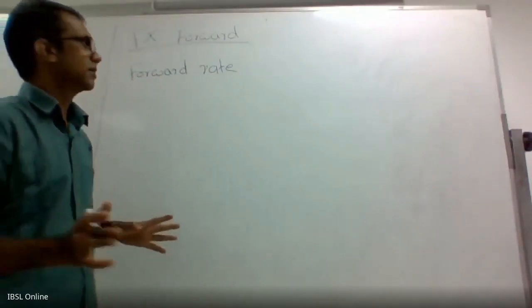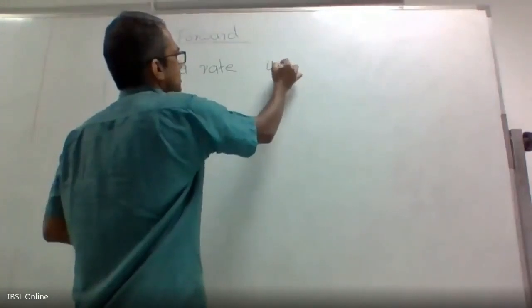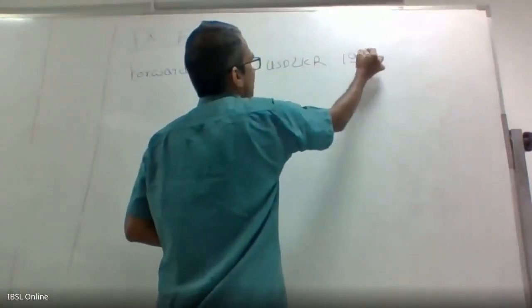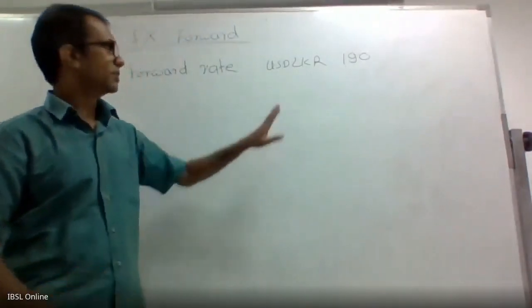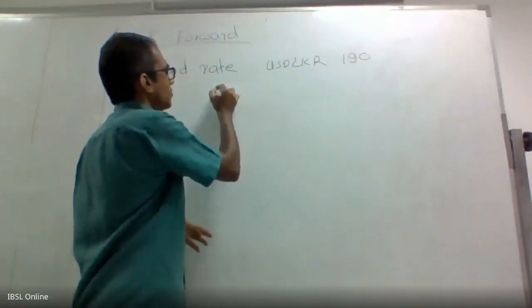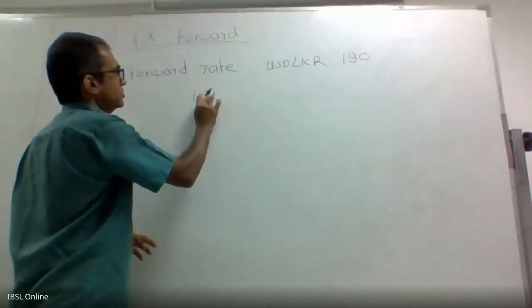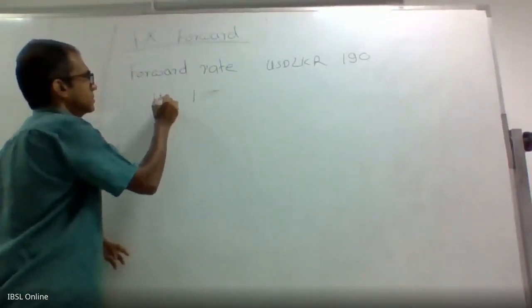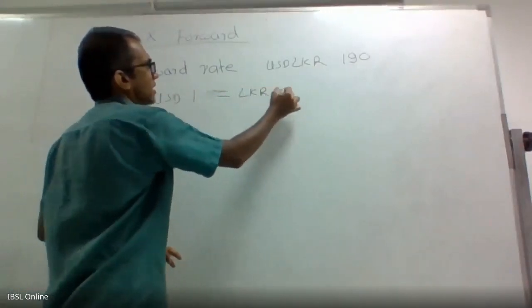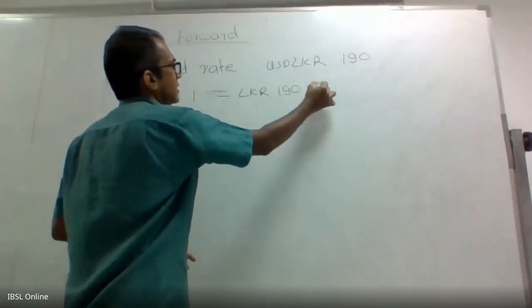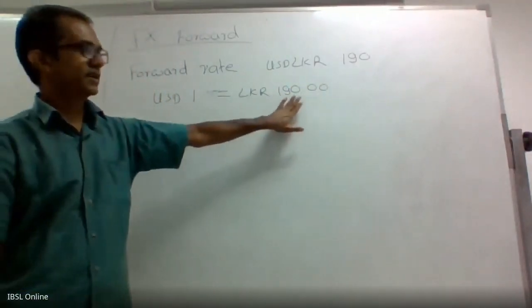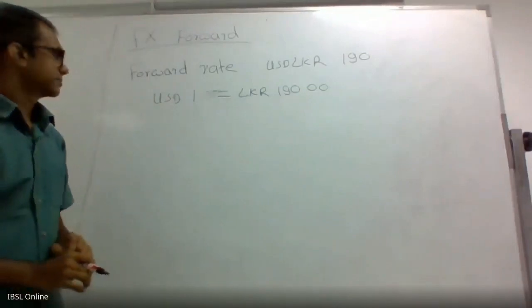I'll take an example. Say USD LKR. 190 is the spot exchange rate. Dollar rupee spot exchange rate is 190. 1 USD equals 190 LKR.